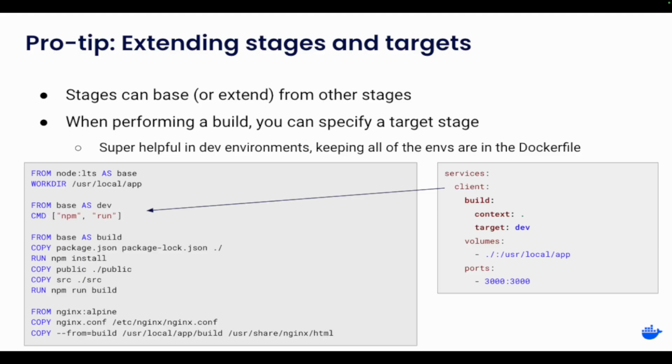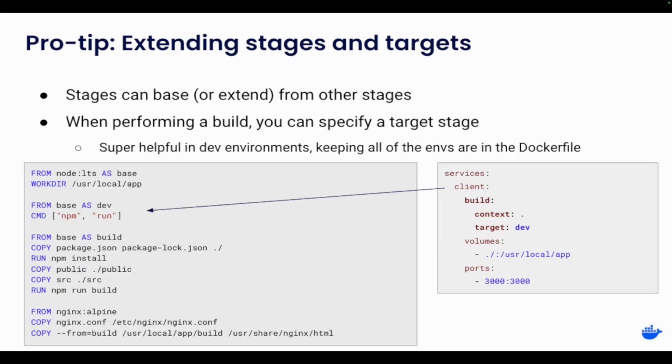So we have from Node LTS's base, and all we're doing there is setting the working directory. Okay? So then we have from base's dev, and we set a command. Now, at this point, we could actually do a build with a target of dev, like you see on the right-hand side, and do a file bind mount of our directory on the host to this, set up a port, and now I have a development image. So I have an image that's ready for me to work with as a developer, and I can work with that and make changes to my host system, see it reflected in the container that's running. That's great.